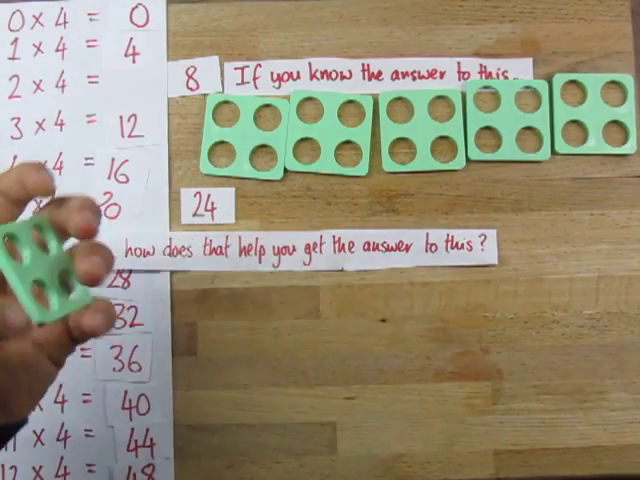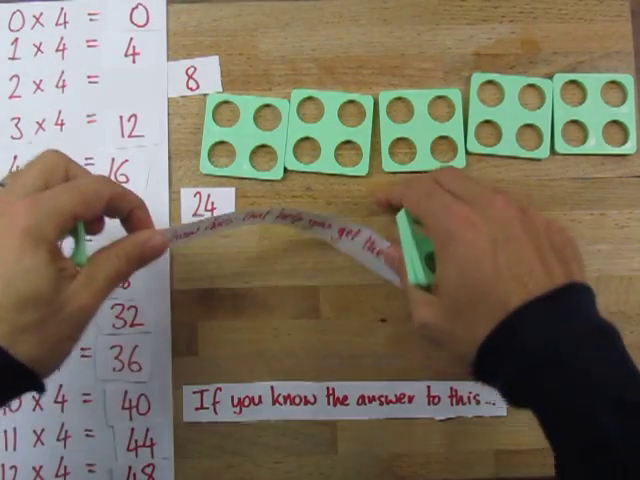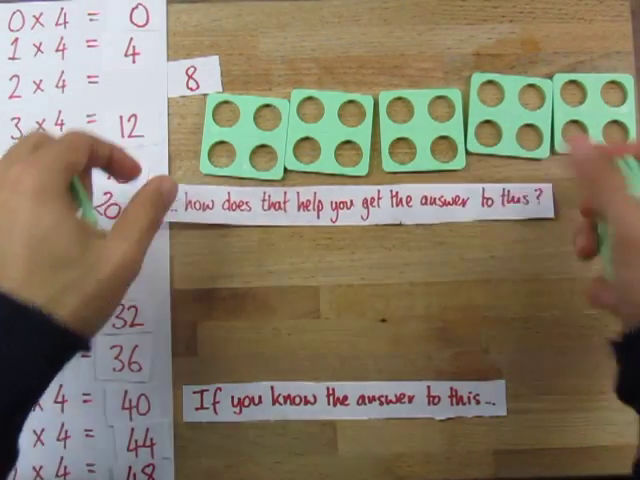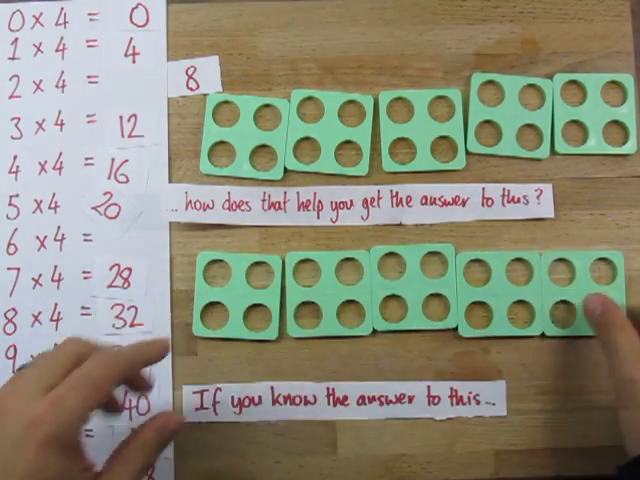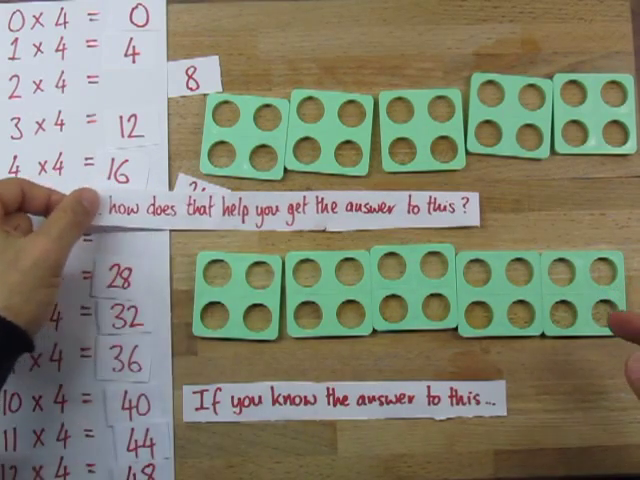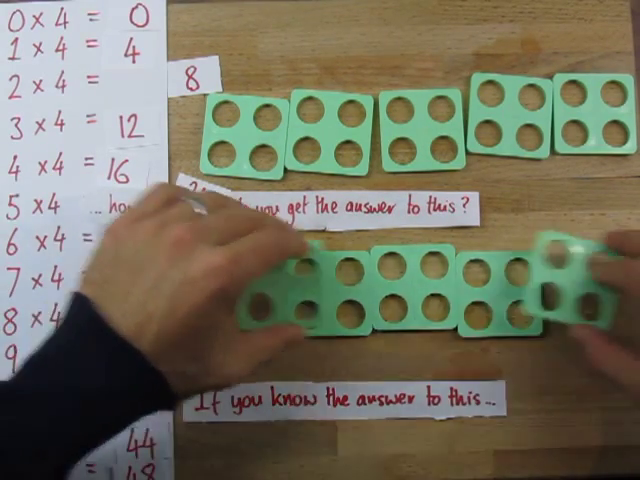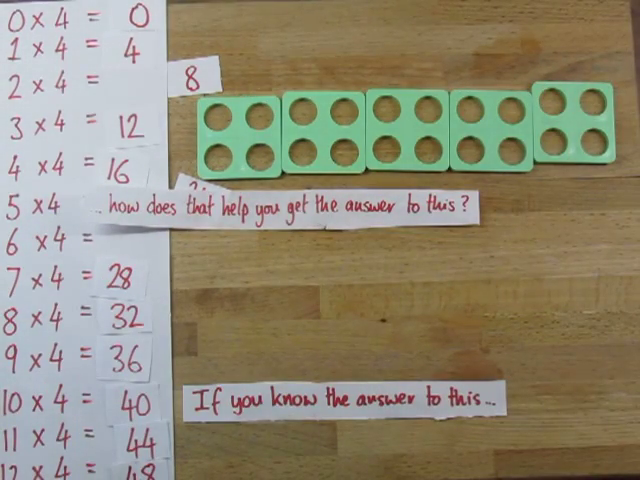What about if you know the answer to 10 times 4? And how can you use that to help you work out the answer to 5 times 4? So here's 10 times 4. 40. How can you use that to help you work out what 5 times 4 is? You can half it. There you go, there's 5 times 4, so it's going to be half of 40, which is 20.